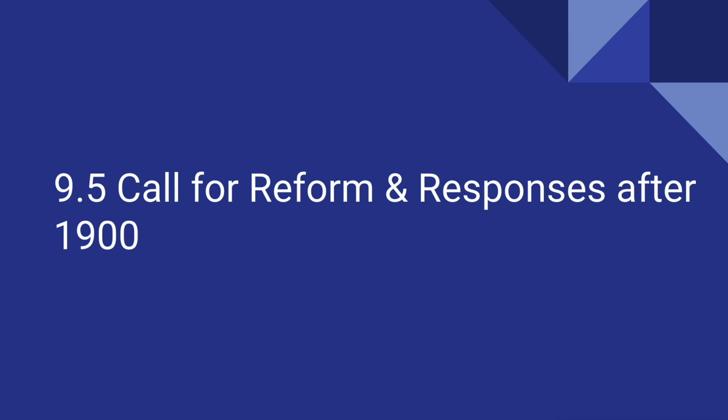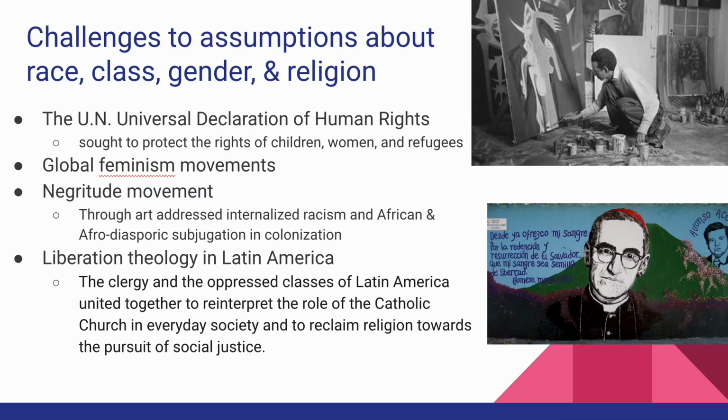9.5, call for reform and responses after 1900. So, there are challenges to assumptions about race, class, gender, and religion. For example, the UN Universal Declaration of Human Rights sought to protect the rights of children, women, and refugees, and they still do. And global feminism movements. There's also the negritude movement, and this is where they used art to address internalized racism and African and Afro diasporic subjugation and colonization.